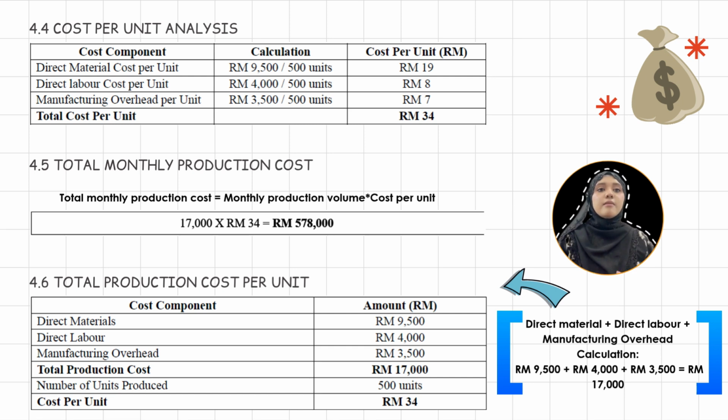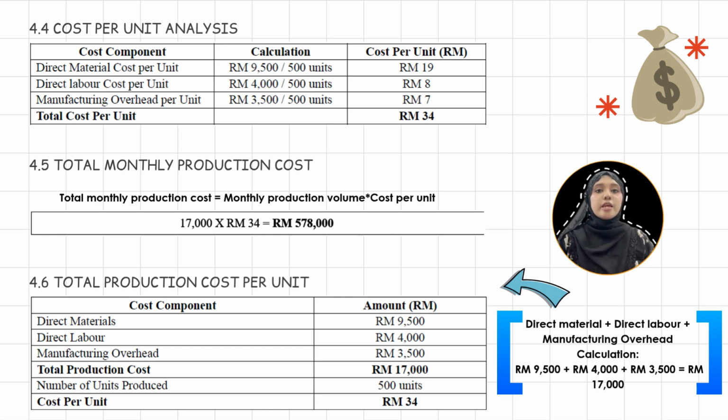The company produced 17,000 units in 1 month. If each unit costs RM34, then the total monthly production cost is RM578,000. This shows how much the company is spending in 1 month to produce all the t-shirts.